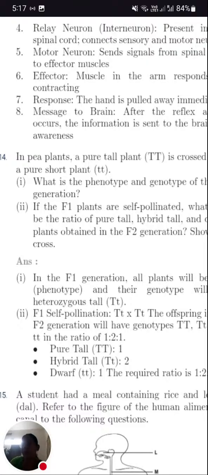Those who are attending, if you have any difficulties, you can ask her.